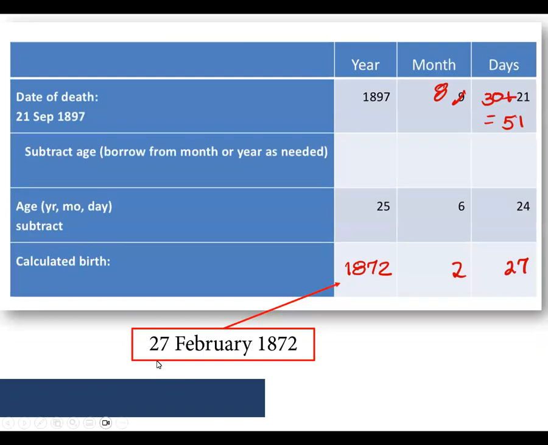When I do that, obviously I'm going to slash out the 9. I'm going to change that to 8 for August. I'm going to add the 30 days to the 21 days I had in September. This is going to give me 51 days needed so that I can subtract the 24 days of the age of the person. And then 8 minus 6 gives me the month of February. And then again, 1897 minus 25 gives us 1872. So this is a really good way to work with calculating a birth that you are finding from information from a death.